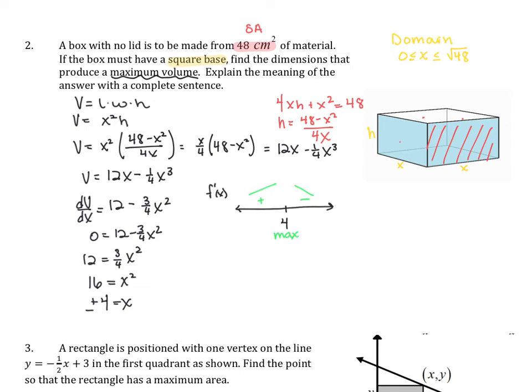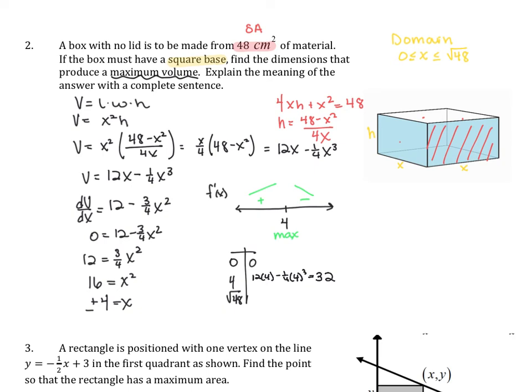You could certainly look at them. We could always make a table of values here and consider 0, 4, and root 48. And if we plug those into our original volume function right up here and get a value, 0 is going to be 0. I like that. 4 is going to be 12 times 4 minus 1/4 of 4 cubed, which is 32. And if we plug in the square root of 48, doing the same thing, let's see if we can get that. Sorry, I should have done these numbers ahead of time. Square root of 48 cubed.